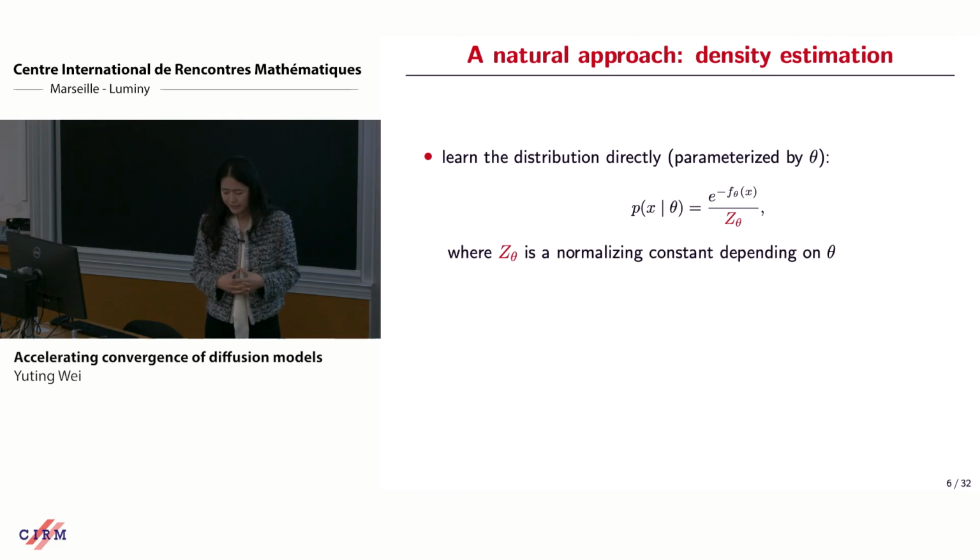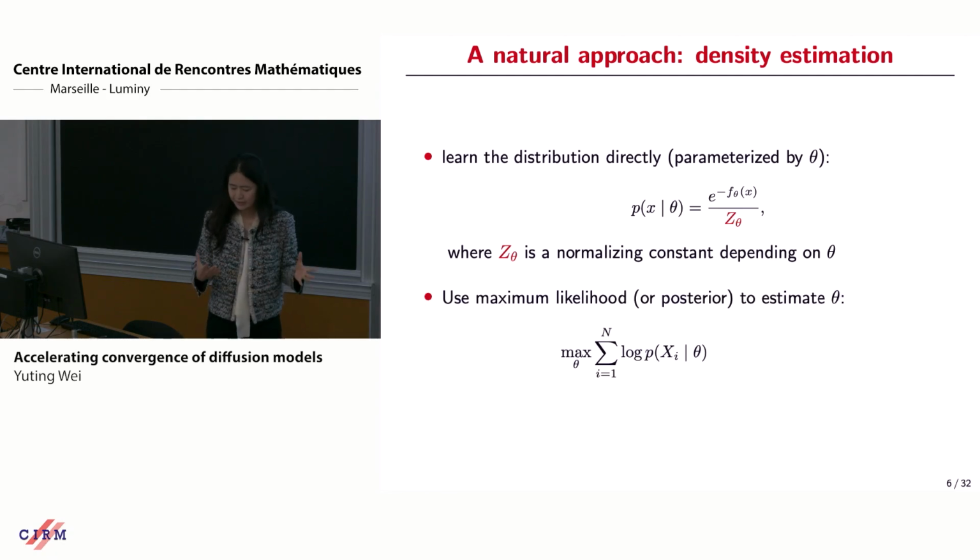A natural way to do this is to directly model the density in some parameterized class. For example, you can write the density as e to the minus some function f of theta, divided by the normalizing constant. After you write this, the goal is to find the theta so that you have your learned density, and then you can generate from that learned density. You can use maximum likelihood, or if you're Bayesian, you can use maximum a posteriori to find this theta.